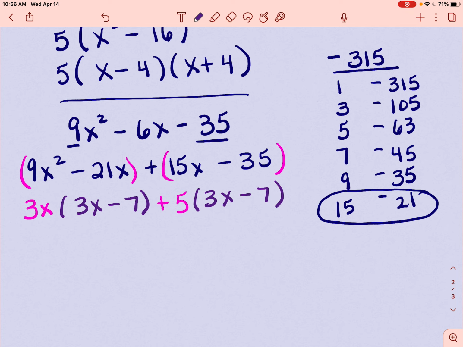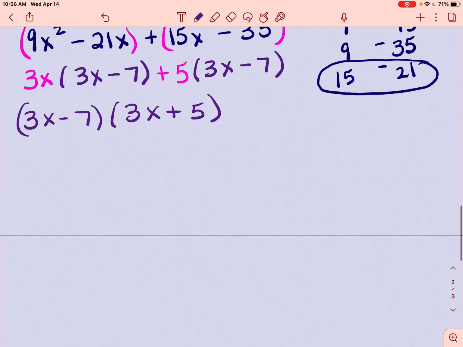Use the distributive property to check yourself at any point here. Common factor, 3x minus 7. And then look at the pink. What's left behind is 3x plus 5. And I have this factored. And it is finished.